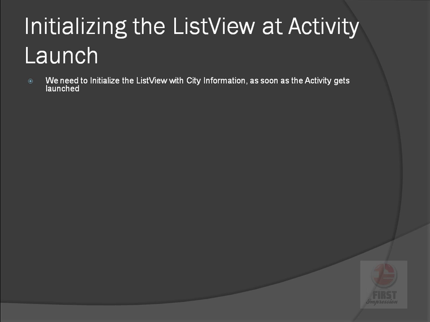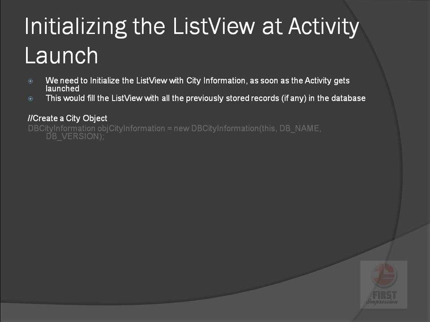Whenever the activity is launched, at that time we want all the information of the city inside the list view. Thus, we would fill the list view with the previously recorded stores that we have in the database. So, if you have information about 5 cities in the database, all that information should first come from the database on the list view whenever you are starting the activity.